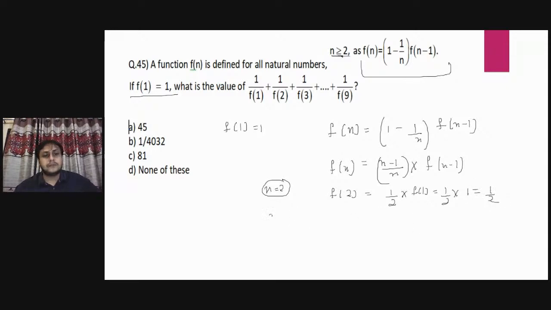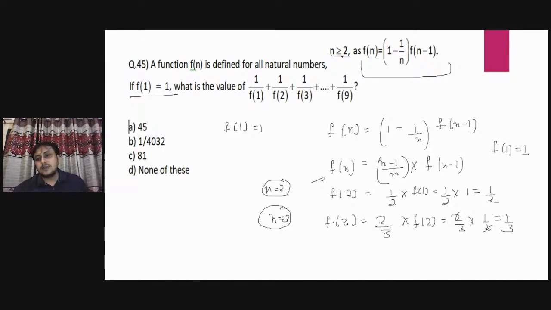Now go for f3. For f3, put n equals 3 in this function. What we'll get, f of 3 equals 3 minus 1, which is 2, upon 3, into f of 3 minus 1, that is f2. 2 by 3, and f2 is 1 by 2. The 2s cancel out, and this is 1 by 3. You must have understood what is happening, right? f1 is 1 by 1, f2 is 1 by 2, f3 is 1 by 3. Let's check one more.